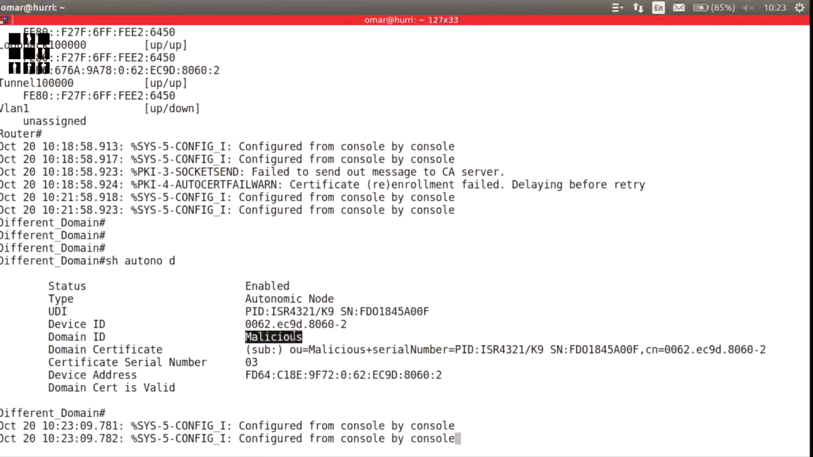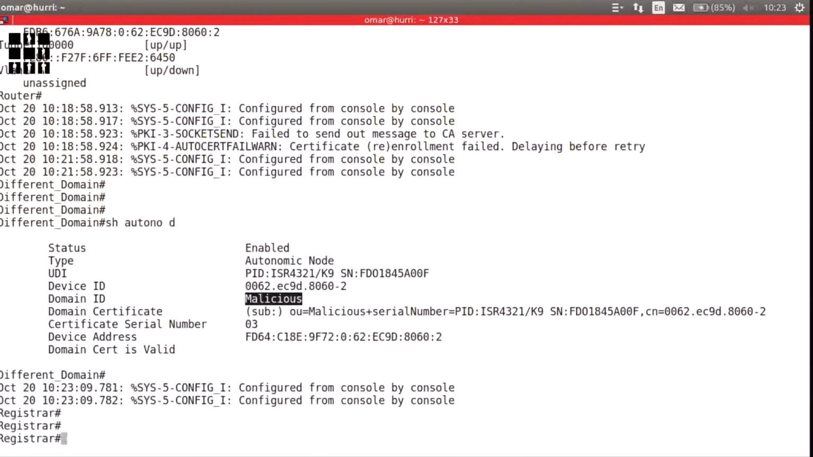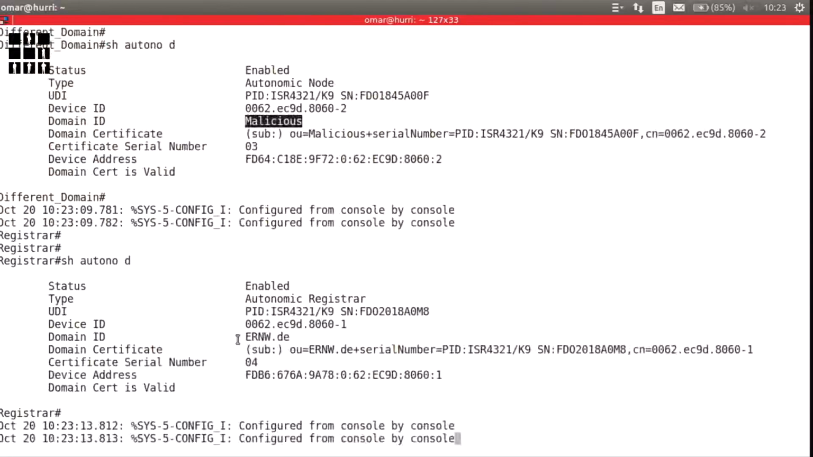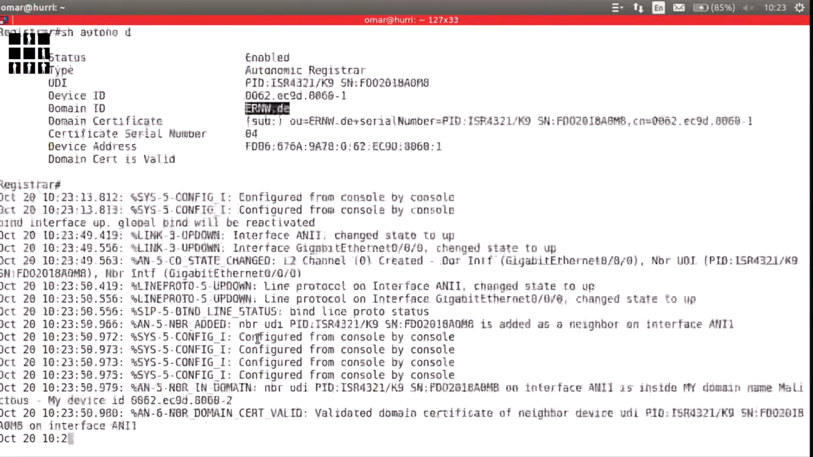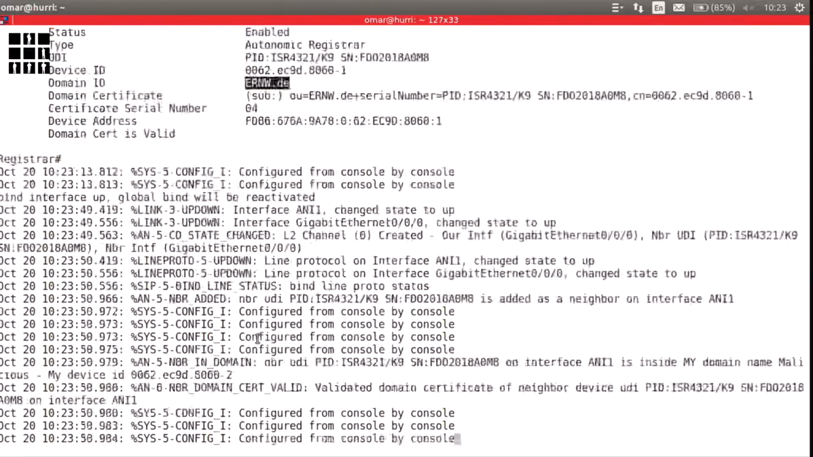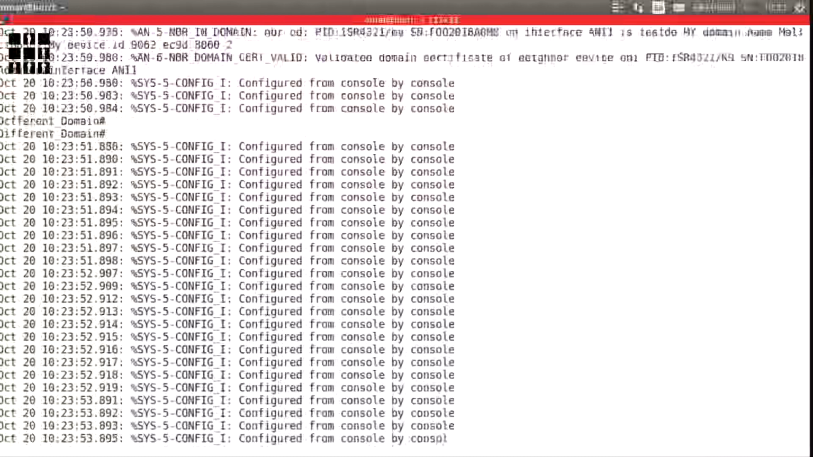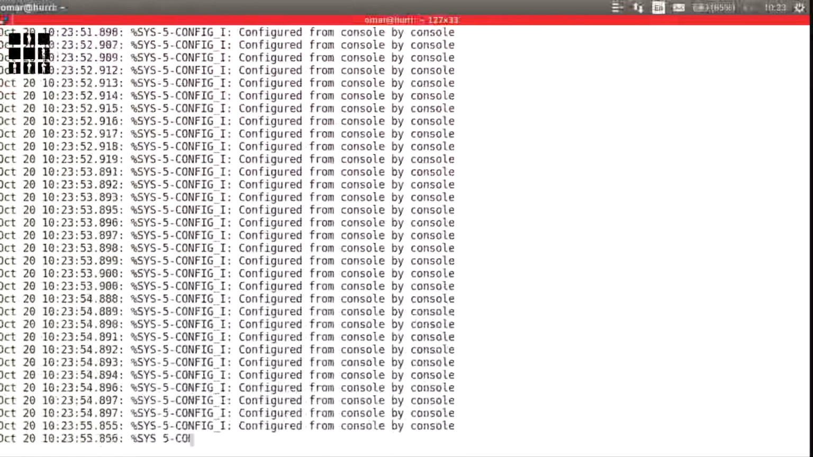And my register, or my device, is from domain ERNW. So supposedly, they should never be able to communicate together, or at least they will not be neighbors. So I'll put this to the test. I'll try to connect, and see how it goes. So I see they became neighbors. Well, this is expected. And we can even see that some configuration is going back and forth between them.